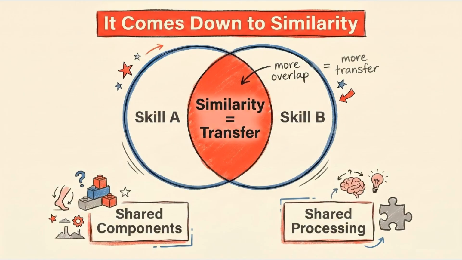Those are genuinely different claims, and they lead to different predictions and different practice designs, so it's worth taking them one at a time. Each also carries a twist that complicates the tidy, more overlap, more transfer picture in an instructive way. Let's start with the older, more intuitive of the 2, the components view, and then see how the processing view fixes what it misses.